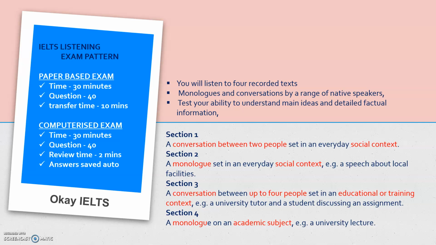Again, I am summarizing. Section 1, section 2, there will be a day-to-day life conversation. Section 3, section 4, academic or educational context. Section 1 will have a conversation, 2 people, always not more than 2. Section 2, monologue, single speaker. Section 3 usually has 3 people, 2 students and 1 professor. Section 4, 1 speaker, and that speaker will talk about an academic topic, an educational topic.